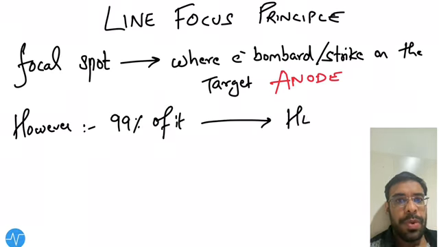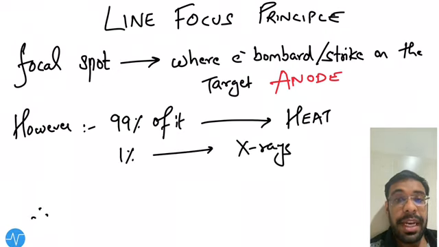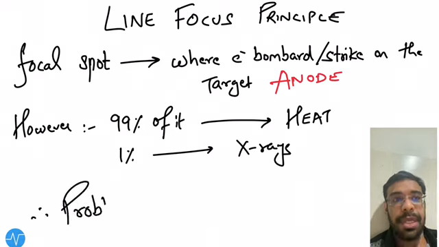As you know, when the electrons hit, interactions occur and X-rays are produced, but 99% of it is produced as heat and only 1% is produced as X-rays. Therefore, it's a problem.